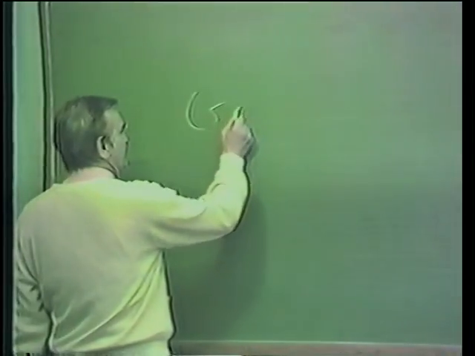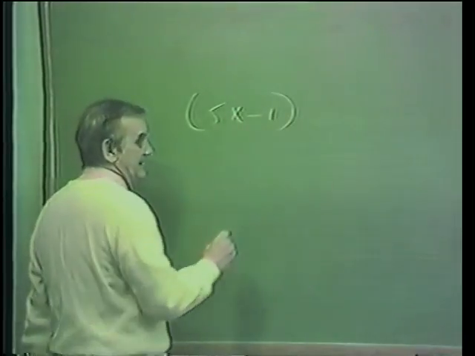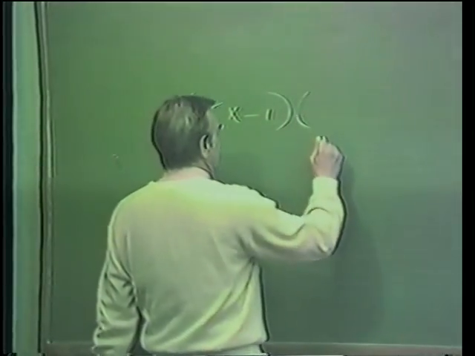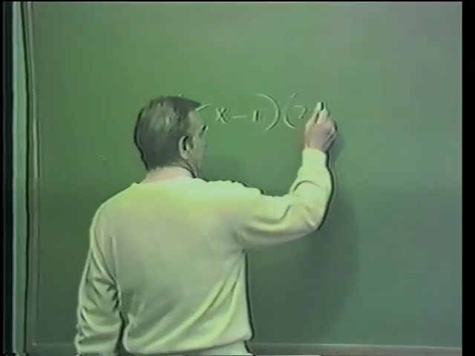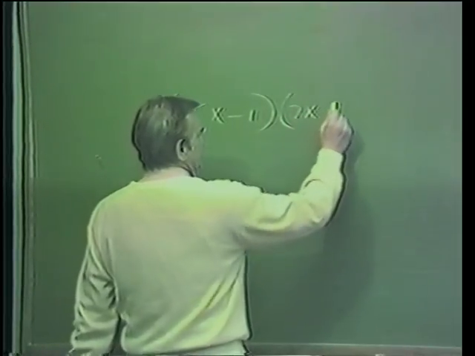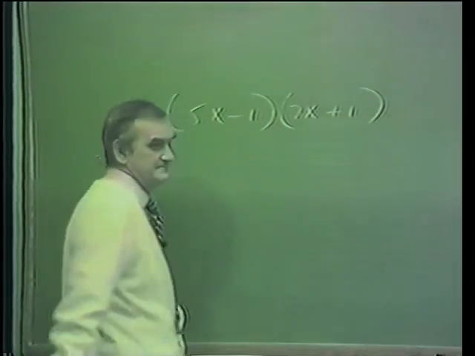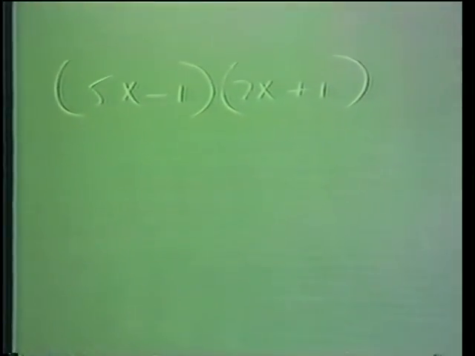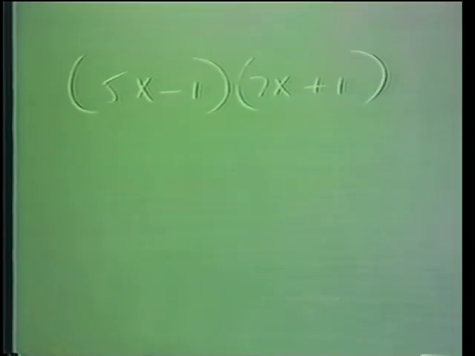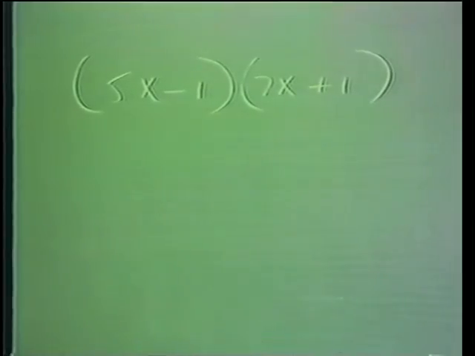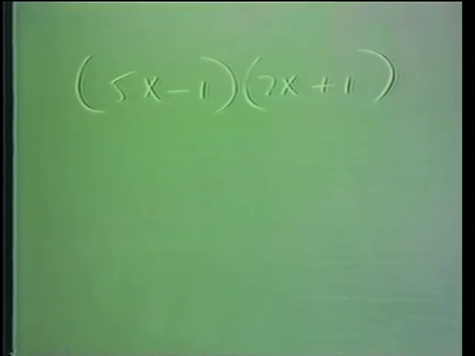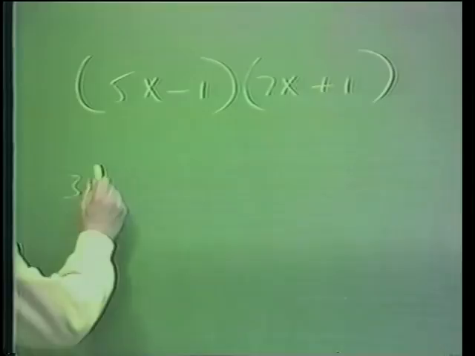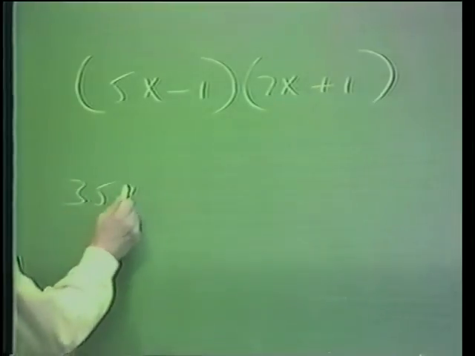Let's suppose we have the quantity 5x minus 1 times the quantity 7x plus 1. Roy, what do you get for the answer? 35x squared minus 2x minus 1. Very good.